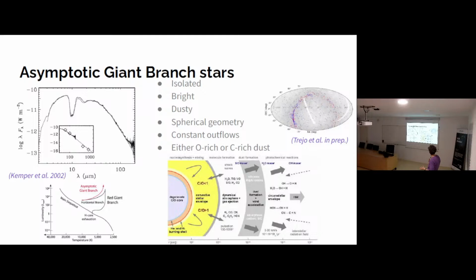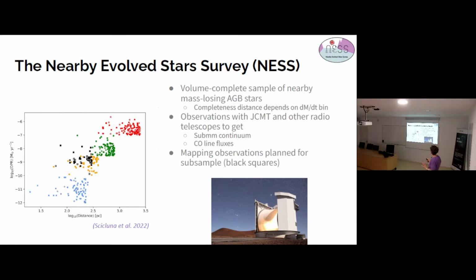So this is the distribution on the sky of the nearby AGB stars. And like I said, they're isolated, bright and dusty objects, so you can easily pick them up in many surveys, and we've combined all the data together. We assume spherical geometry and constant outflows. The constant outflows are important because we put together a sample of about 850 objects. So again, we compared them all with this model grid that we had.